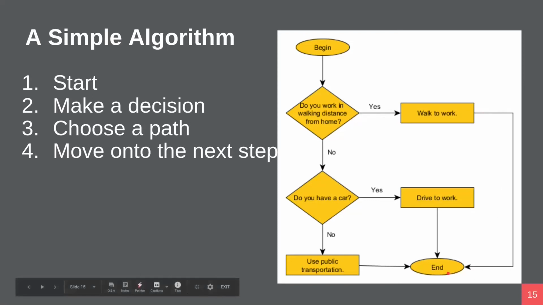Done. However, if you cannot, then think, well, do you have a car? If you've got a car, drive to work. The end. If you don't have a car, you can use public transport. You can get the bus. The end. So that is a simple algorithm about getting to work.